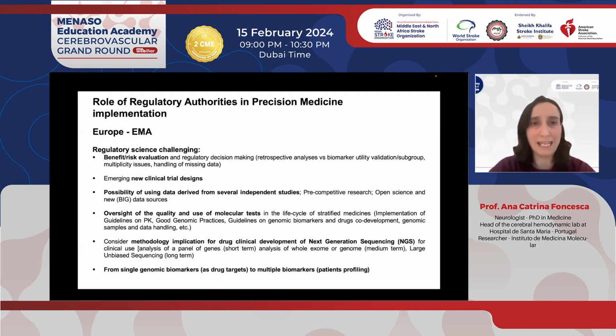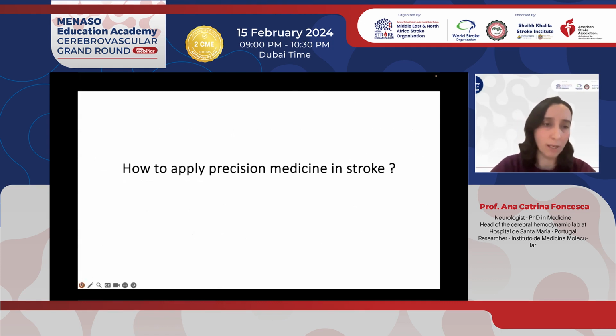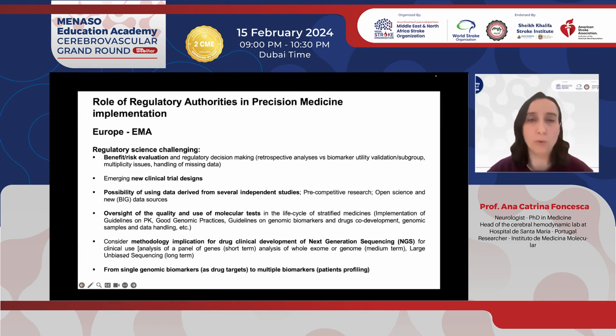And even the European Medicines Agency has thought about how precision medicine has to change and will be applied to new clinical trial design. They are thinking that by using precision medicine, probably we'll have to think also about the evaluation of subgroups and start to use biomarkers. And we also have to think about the possibility of using data derived from several independent studies, not only from one clinical trial, in order to increase the generalizability and external validity of the results. So it really will change the way we practice medicine and stroke.